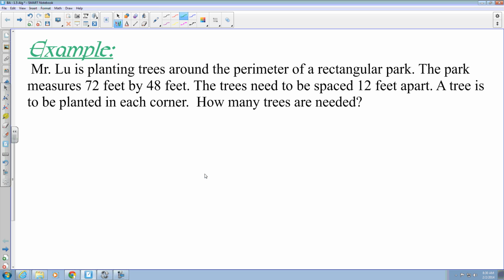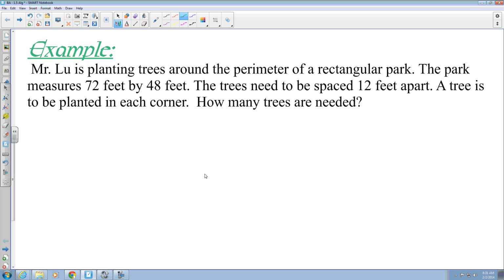First example is read. It says Mr. Liu is planting trees around the perimeter of a rectangular park. The park measures 72 feet by 48 feet. The trees need to be spaced 12 feet apart. A tree is to be planted in each corner. How many trees are needed? Okay. And if you were in class, we talked about solving this two different ways. Both of them perfectly correct. And I'll show you both of them here.